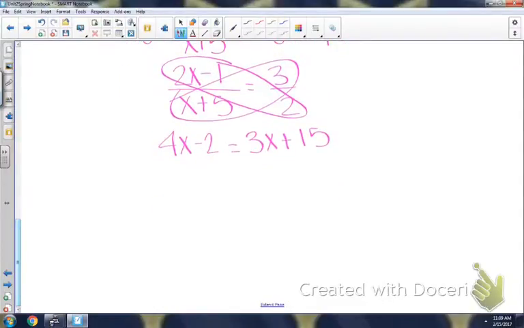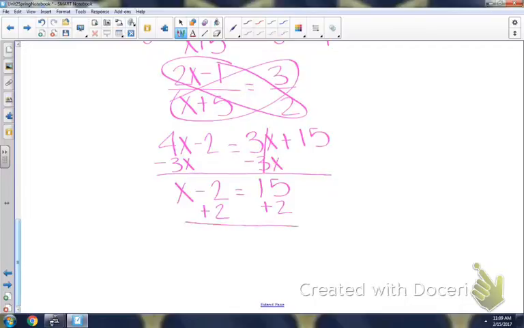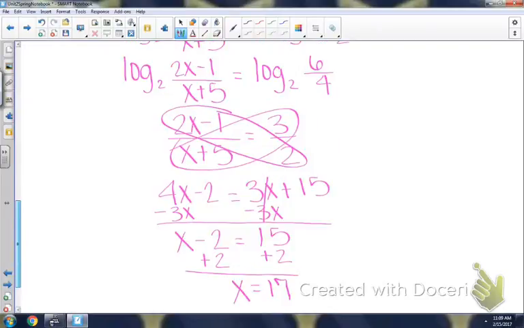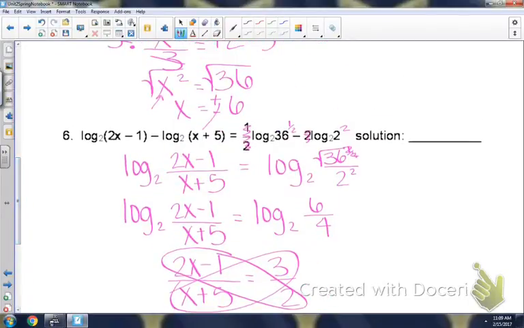So now we have a linear equation. We're going to move the x's to one side. So subtract 3x. So you end up with x minus 2 equals 15. So add 2. And you end up with x equals 17. So to check it, you can plug that back in and make sure they're equal.